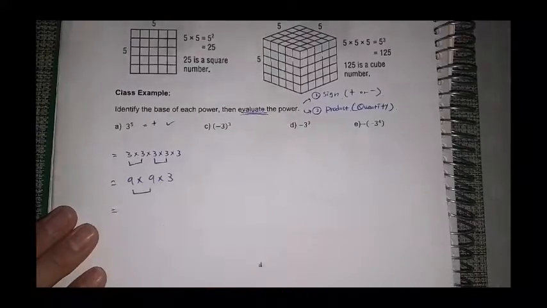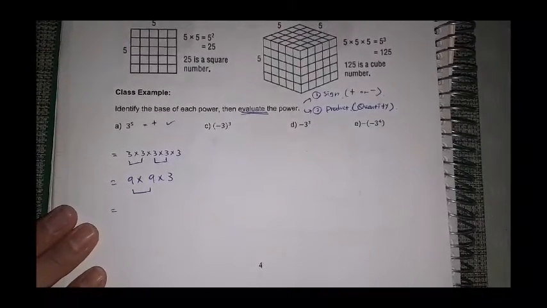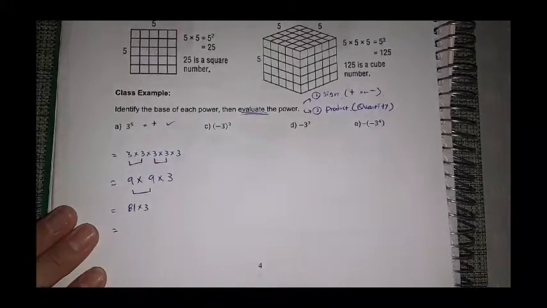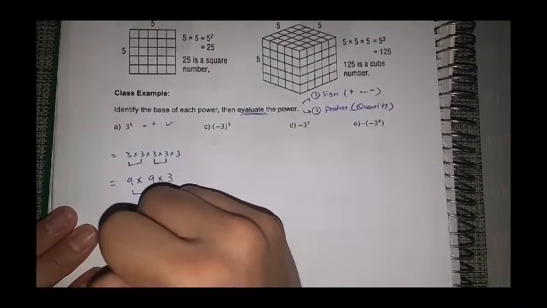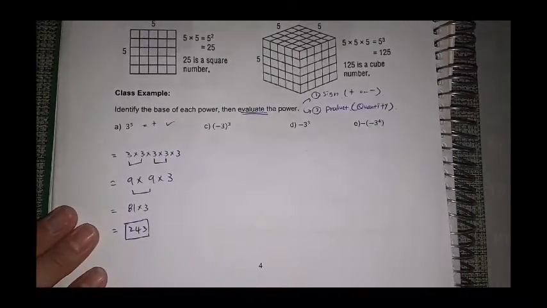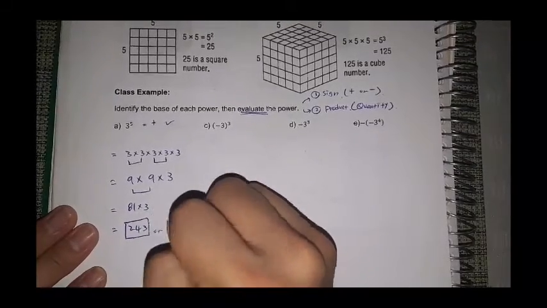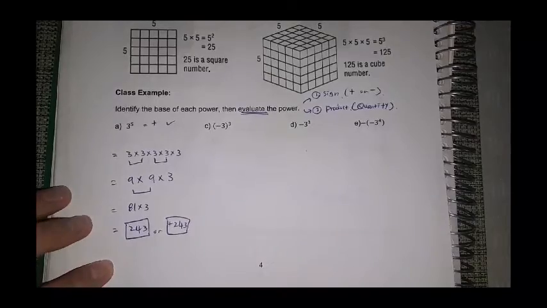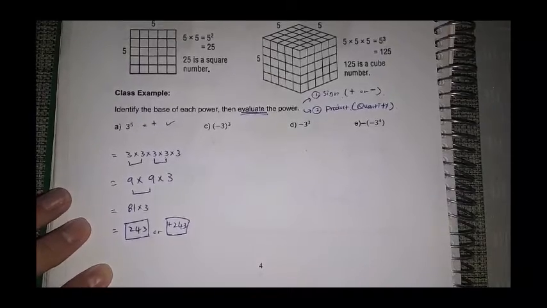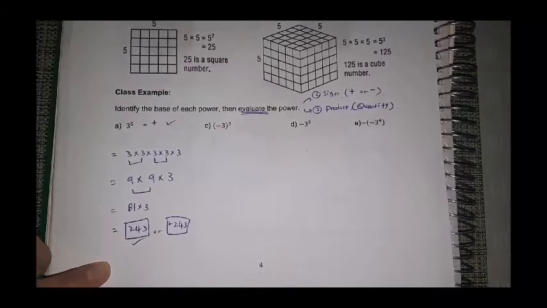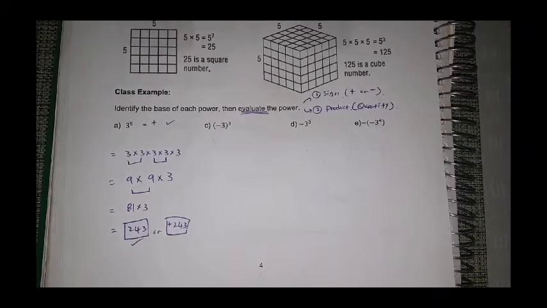Pair up. You guys learned about BEDMAS before, right? 9 times 9, that's 81, times 3. And lastly, we know that this entire answer is positive: 243, or just 243. I will accept both. In high school, this is the more correct answer, however. So it's a good idea to adjust.